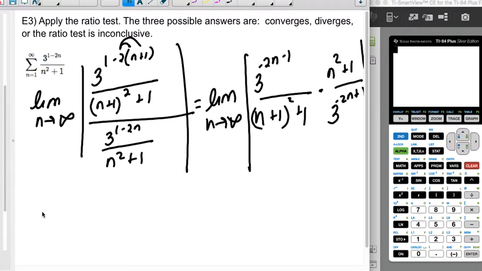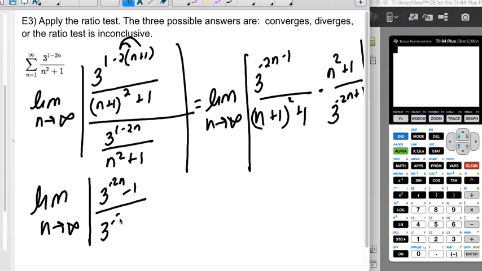So I get that this is the limit as n approaches infinity of, if I put the 3 to the negative 2n minus 1 on top of 3 to the negative 2, oh, sorry, the minus 1 is in the exponent. Come on, brain. Minus 1 on top of 3 to the negative 2n plus 1. We'll deal with that in a sec. Here I have n squared plus 1 over, and I could FOIL this out.